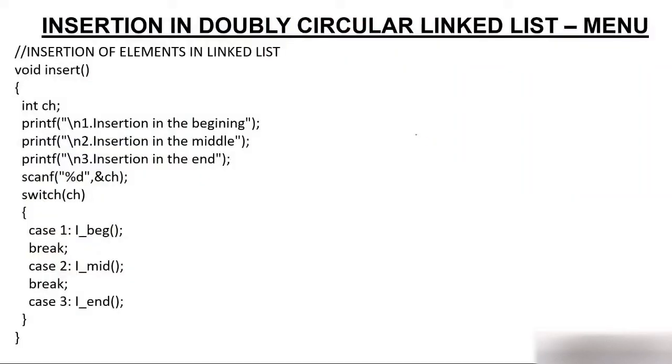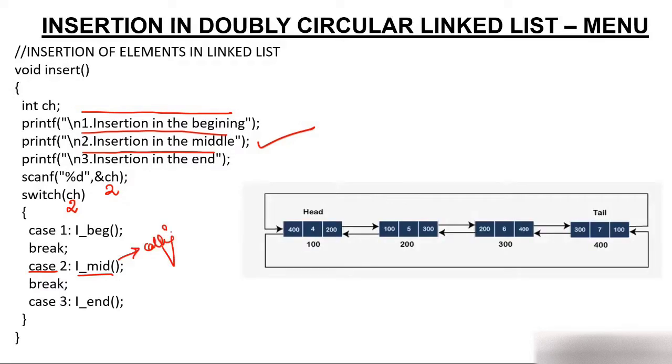So let's start. You know very well, I have just explained that insertion itself has a menu: if you press 1 you can insert at the beginning, if you press 2 you can insert in the middle, if you press 3 you can insert at the end. I want to insert at the middle. So the moment I press 2, the switch will jump to case 2, and in case 2 I'm calling the insert mid function. Meanwhile, if you want to see the linked list, you have a doubly circular linked list, something like this.